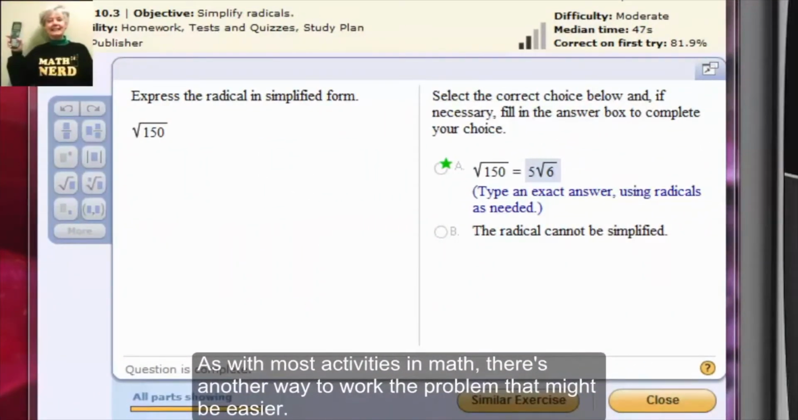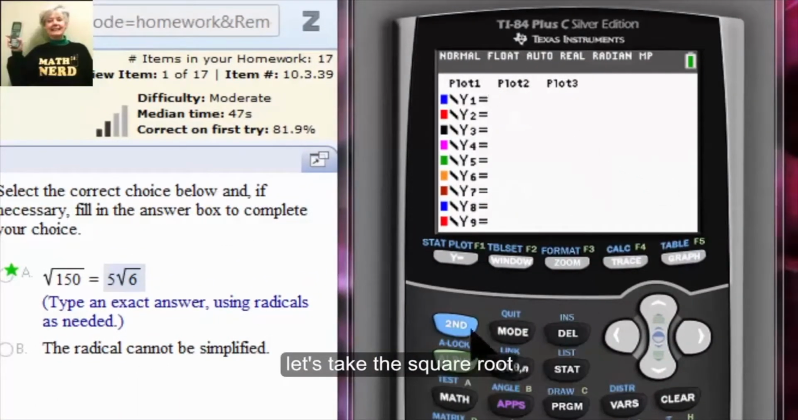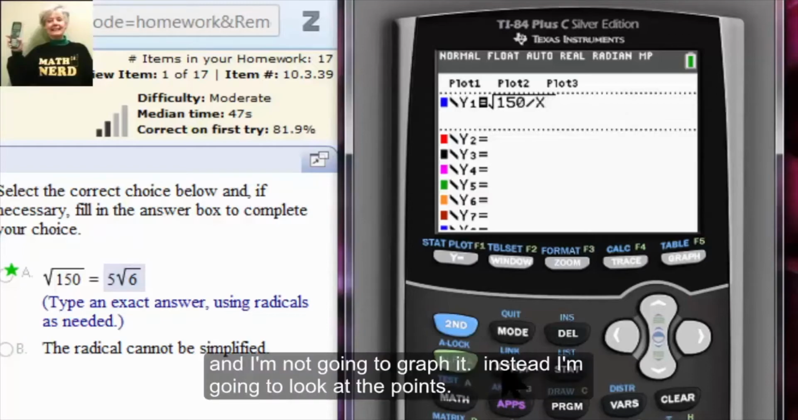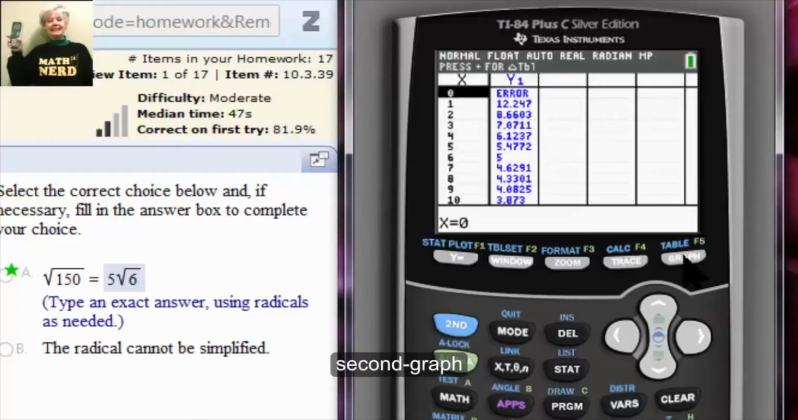As with most activities in math, there's another way to work the problem that might be easier. Let's take the square root of 150 divided by x. And I'm not going to graph it. Instead, I'm going to look at the points. Second graph. Notice here is our answer.